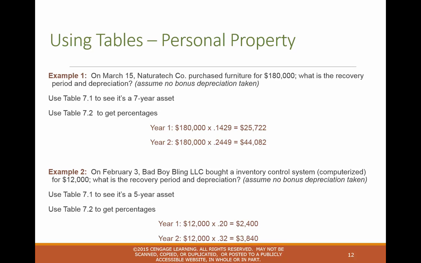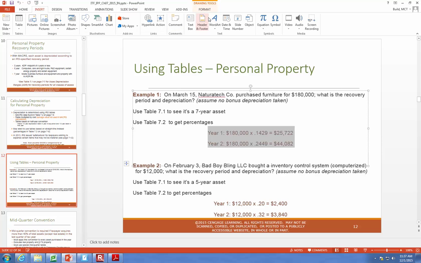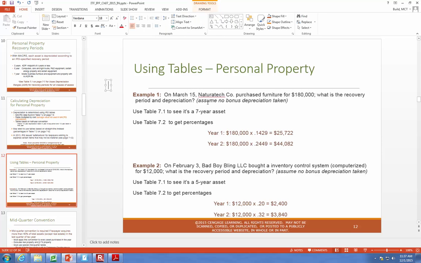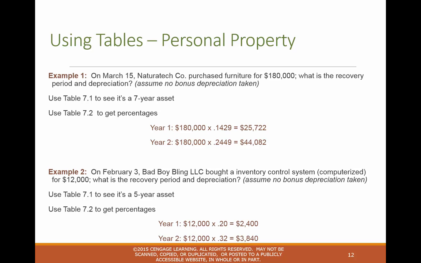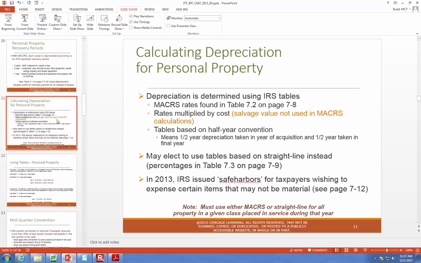All right, let's try a couple of these. So on the first one, we have a company, Naturatech. They bought some furniture, so obviously they're furnishing a whole new building, for $180,000. What's the recovery period? What's the depreciation? So get me year 1 and year 2 on $180,000 of furniture, please.